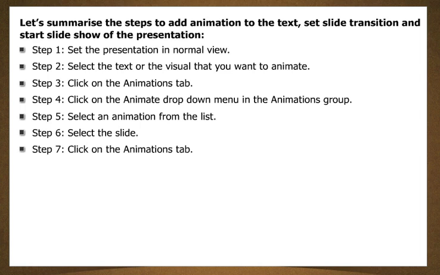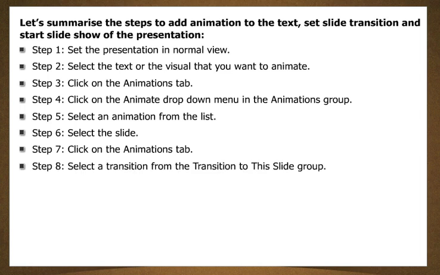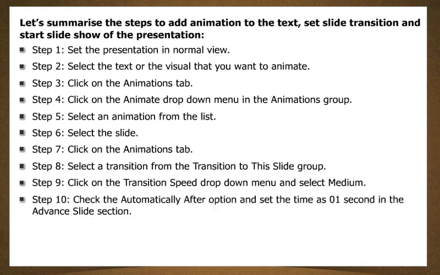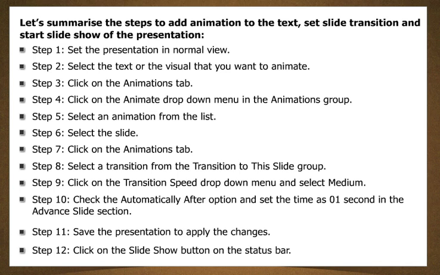Step 7. Click on the Animations tab. Step 8. Select a transition from the Transition to this slide group. Step 9. Click on the Transition Speed drop-down menu and select Medium. Step 10. Check the Automatically After option and set the time as 0:1 second in the Advanced Slide section. Step 11. Save the presentation to apply the changes. Step 12. Click on the Slideshow button on the status bar.